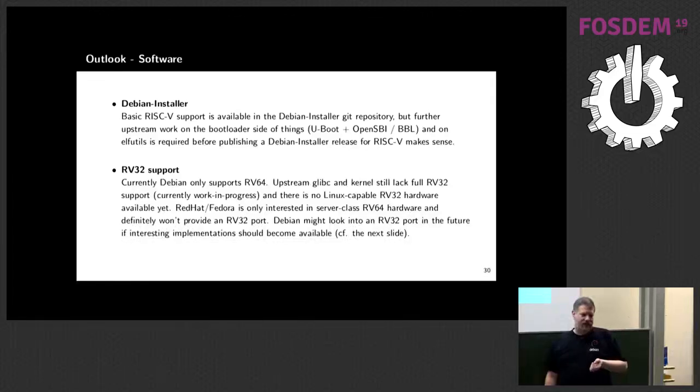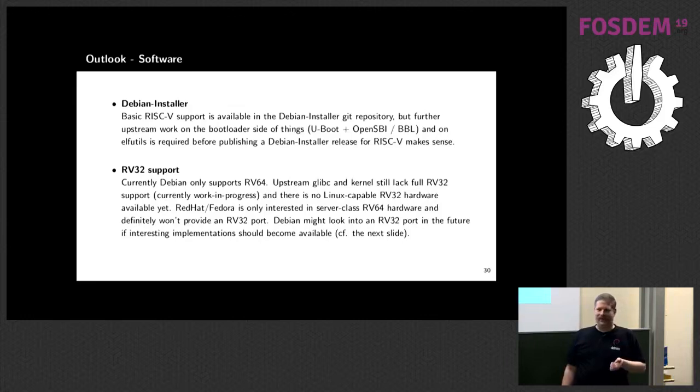Then there's the topic of 32-bit support. Currently, we only support RV64, 64-bit RISC-V, because that's where most of the work has gone in, where we have hardware. 32-bit support is still work in progress because we don't have 32-bit support in glibc yet, and the kernel support for 32-bit is also not complete because that needs to be coordinated with glibc. And we have the problem that you might have heard of, the year 2038 problem, that we have a time type overflow in a few years.